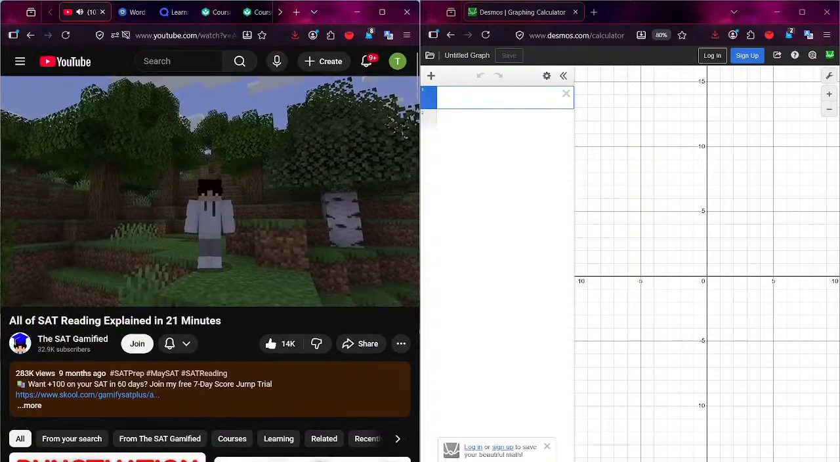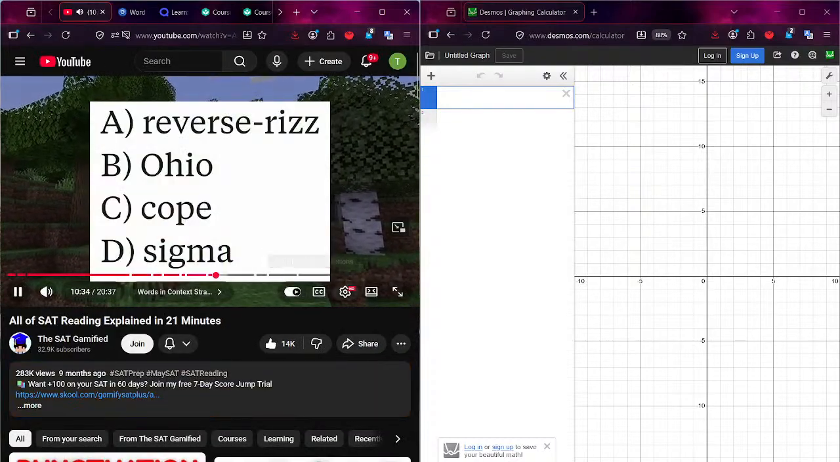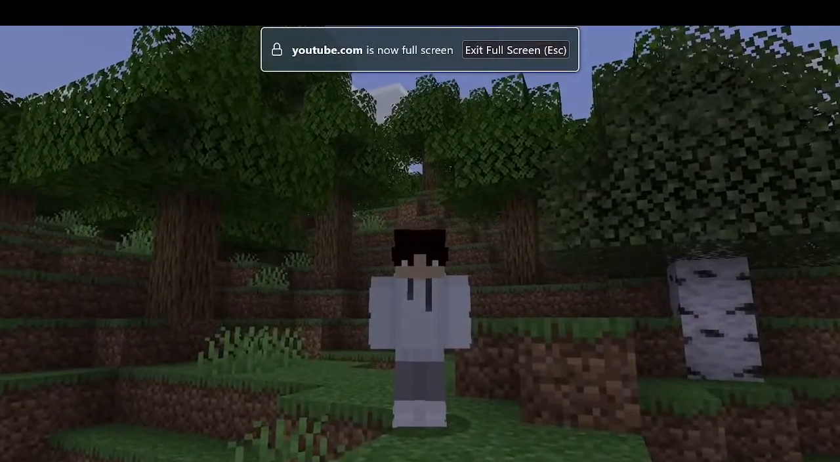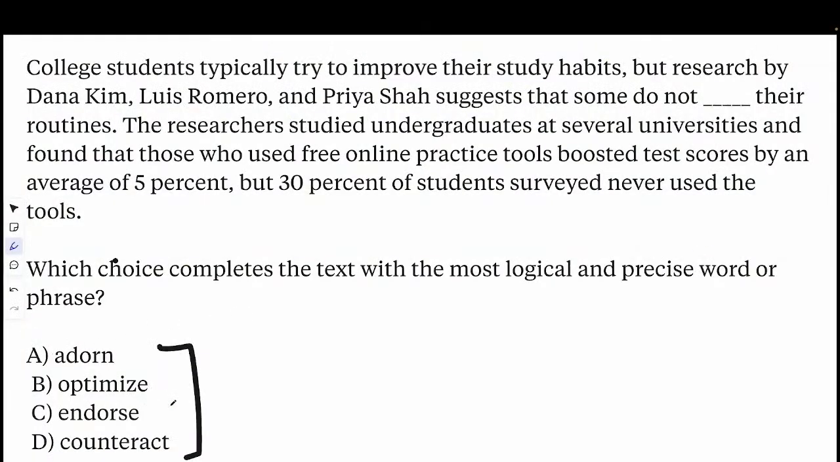Okay, so don't get me wrong. If you know what the vocab words actually mean, these questions are extremely easy. But there will always be times when you see words you're just not familiar with. So what do you do in that situation? Well, essentially you just have to try to eliminate any words that you know can't be it.